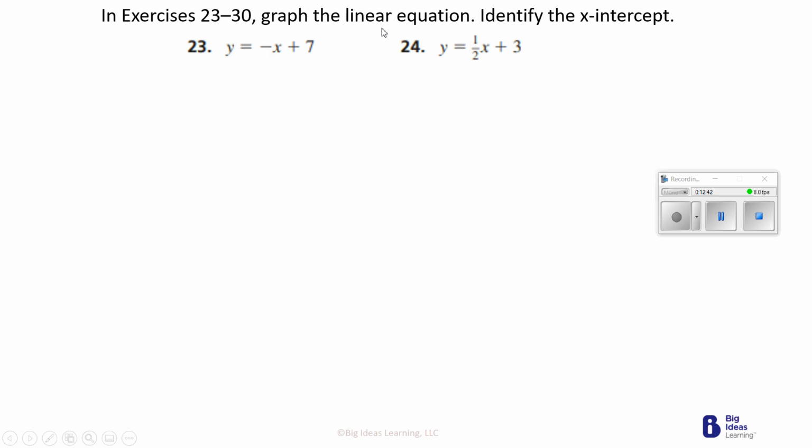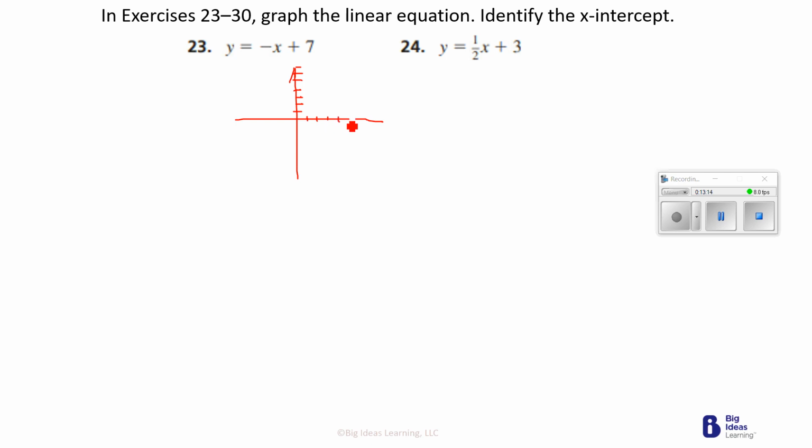23 says graph the linear equation, identify the x-intercept. To graph this linear equation, I know my y-intercept is 7, so this would be 1, 2, 3, 4, 5, 6, I guess 7 up here. Right? And then it's negative, so it'd be a negative 1/1. That means it goes down and over 1 each time.